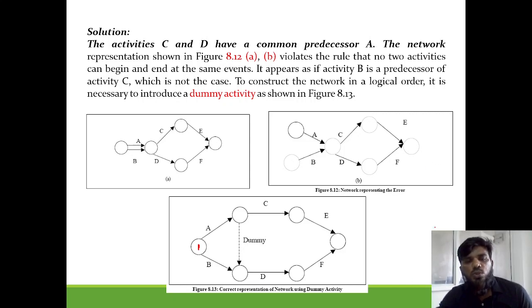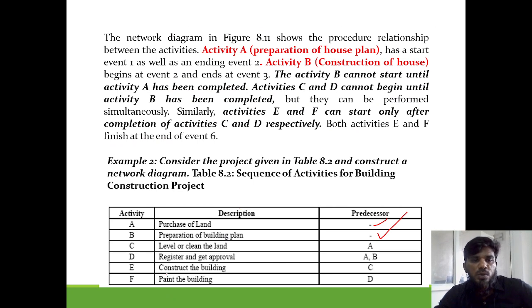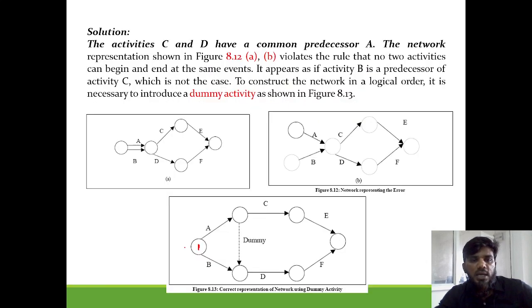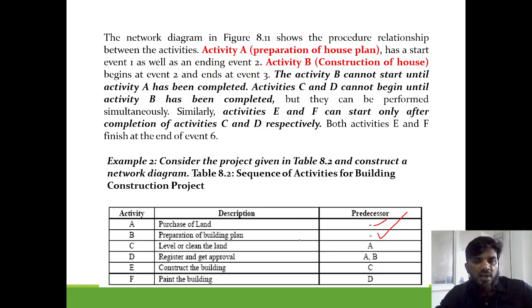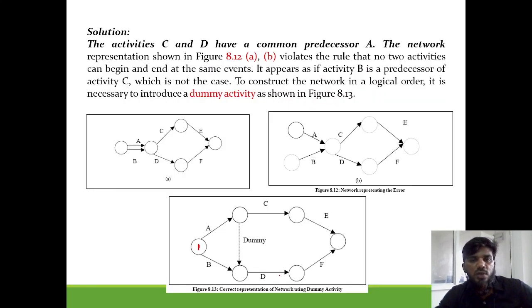So these 2 may be independent activities, but they start from the same event. Once the completion of A, you can see in the table, what will start? Once you purchase the land, obviously you will try to clean and level the land. Next, once you complete the leveling of land, you will go for construction of your house.